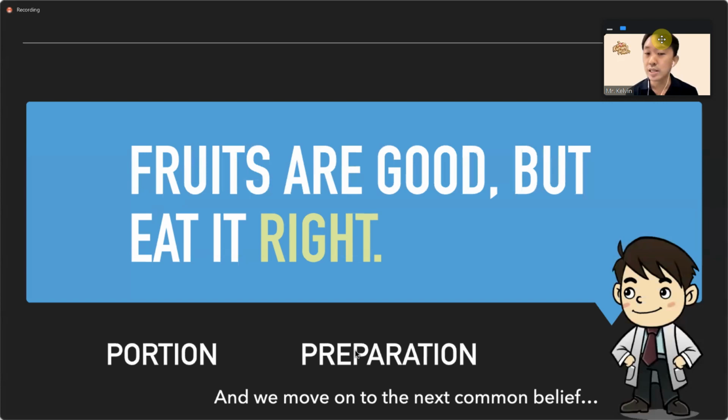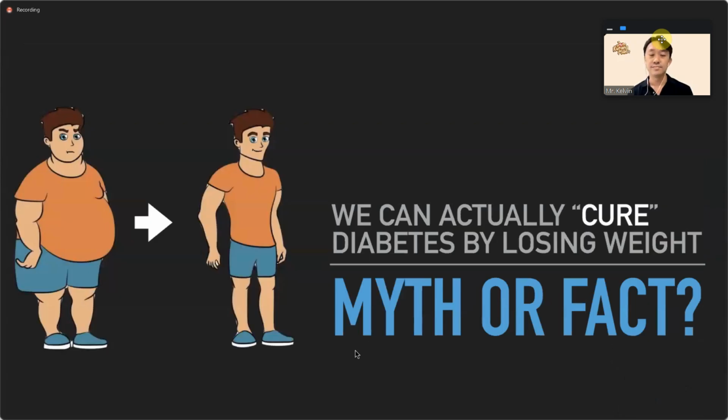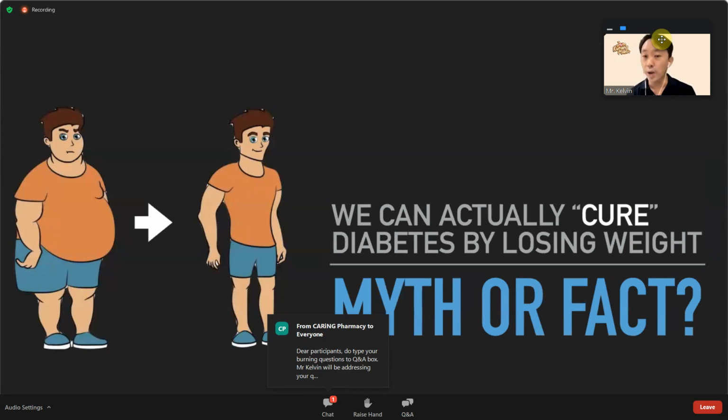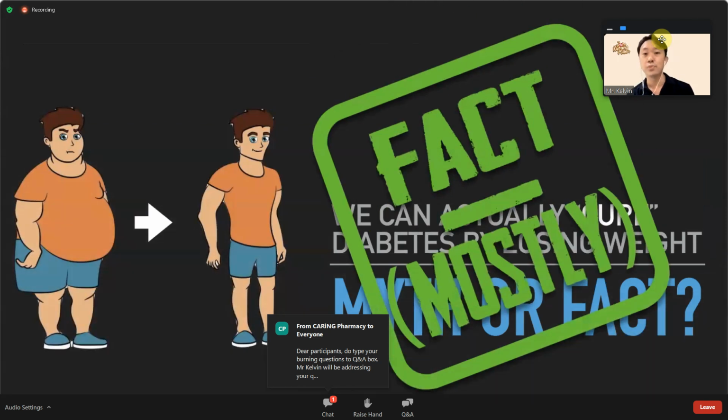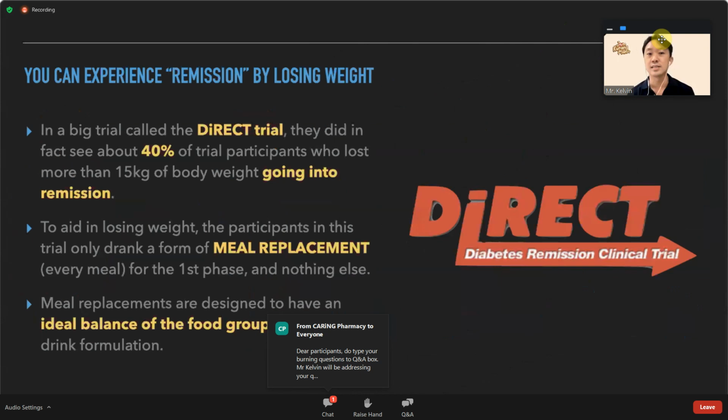And now we move on to the next one. So this is a rather recent belief where some of my patients ask if we can actually cure diabetes by losing weight. Is this a myth or a fact? It might surprise some people, but it's mostly fact. You can experience remission by losing weight.